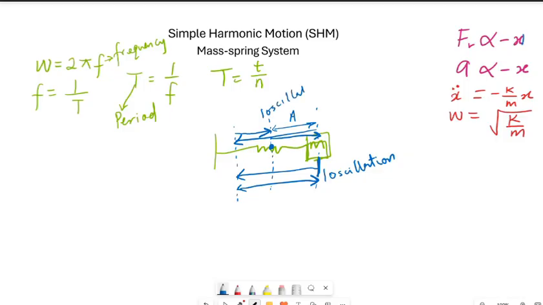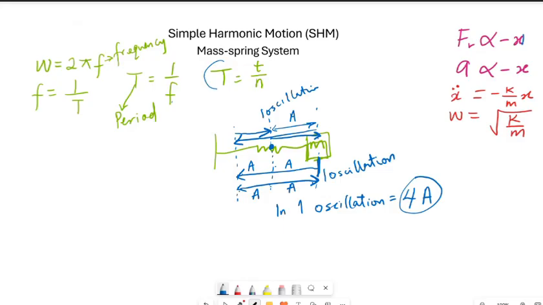Now from this, we can see that in one oscillation, how many amplitudes do we have? Just think of it. It moves from here to here, this is one amplitude. From here to here, another amplitude. From here to here, another amplitude. From here to here, another amplitude. We have 4 amplitudes, which means one oscillation is equivalent to 4 amplitudes. Now take note of that very well.